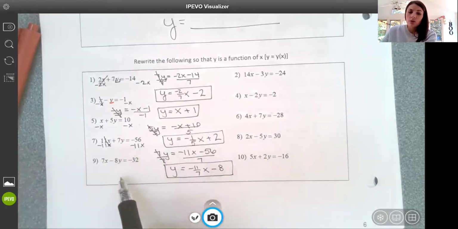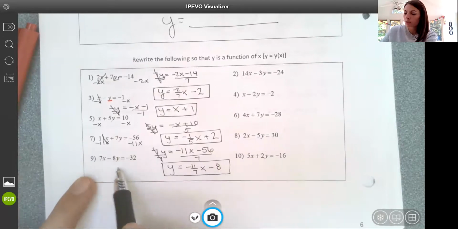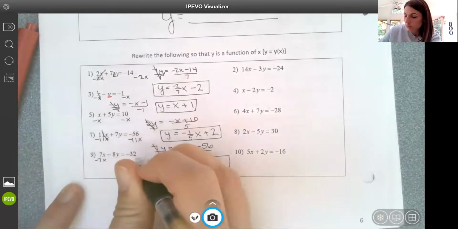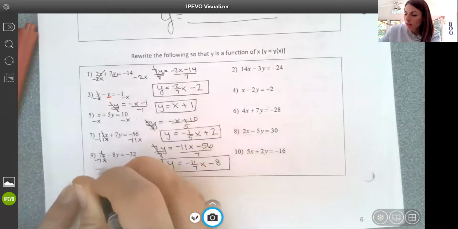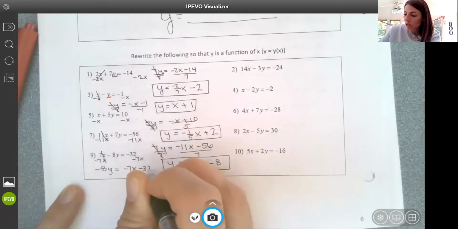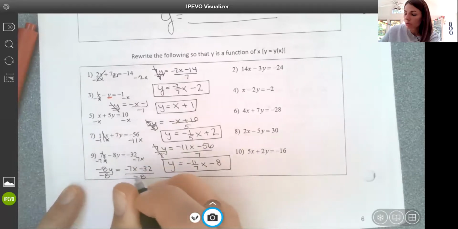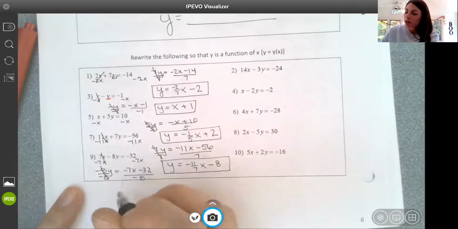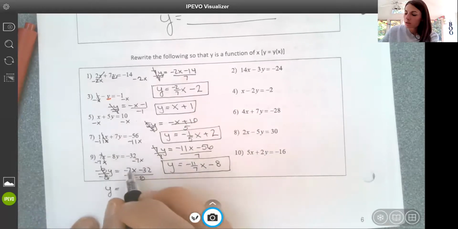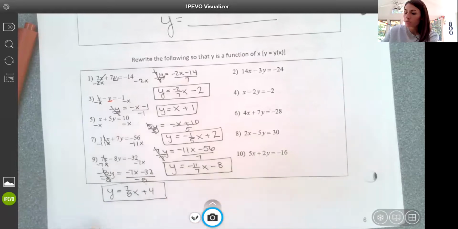Last one I'm going to do with you. Again, my whole goal is getting y by itself. First I'll move the x term: negative 8y equals negative 7x subtract 32. Then every term gets divided by negative 8, being careful with my signs on this last one. Negative over a negative gives me a positive 7/8 x. Negative over a negative gives me a positive 4.